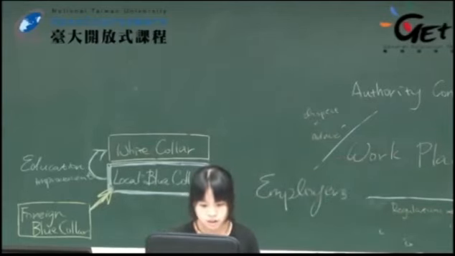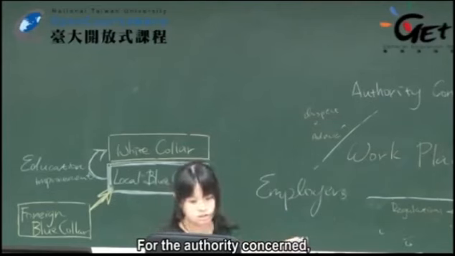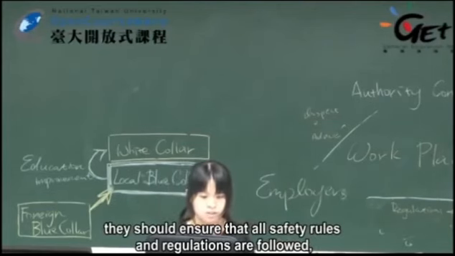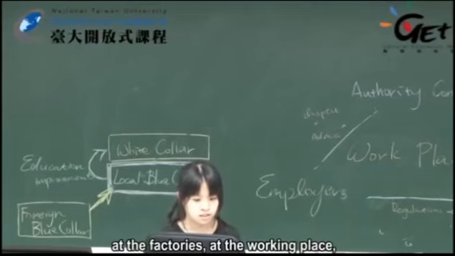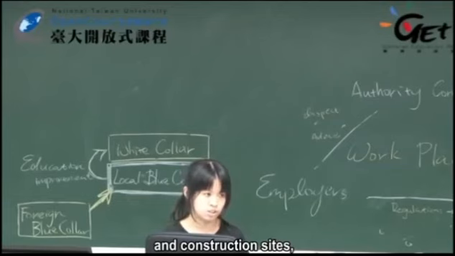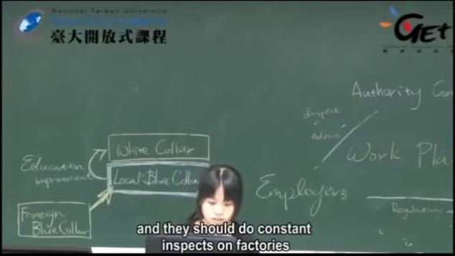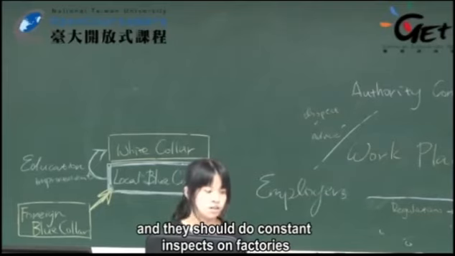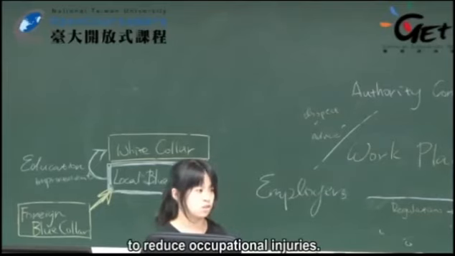Okay. For the authority concerned, they should ensure that all safety rules and regulations are followed at the factories, at the working places, and construction sites. And they should do constant inspections on factories to reduce occupational injuries.